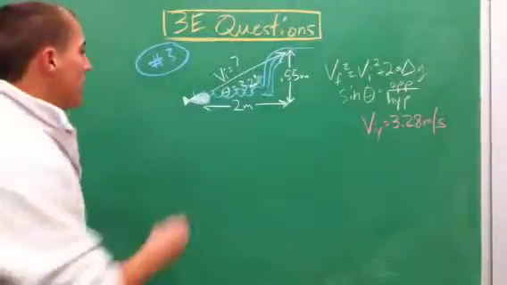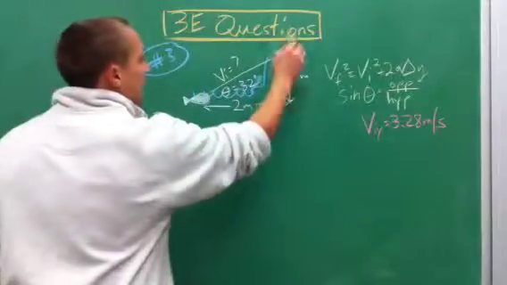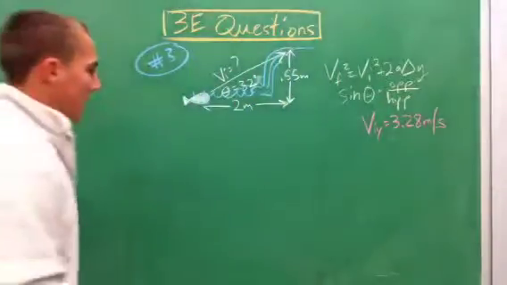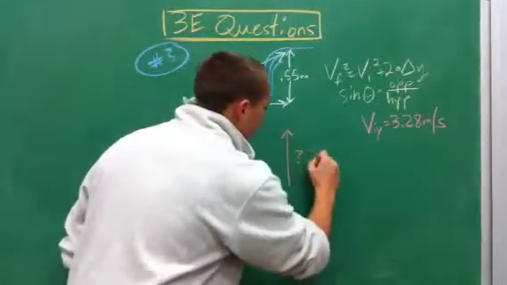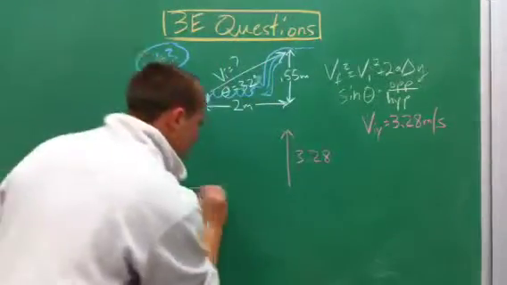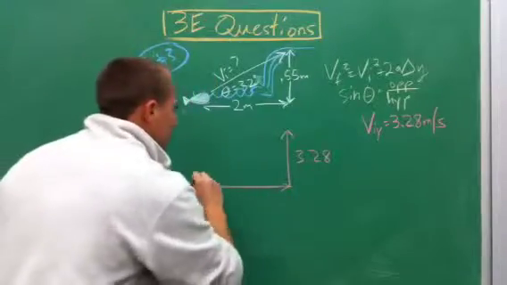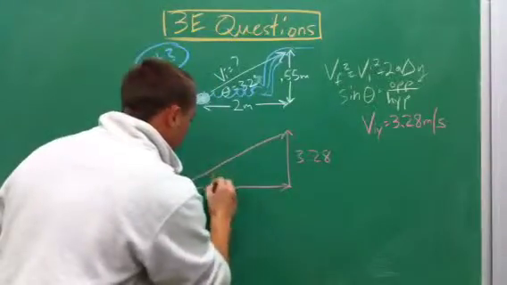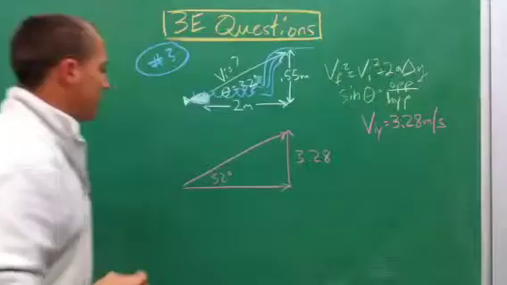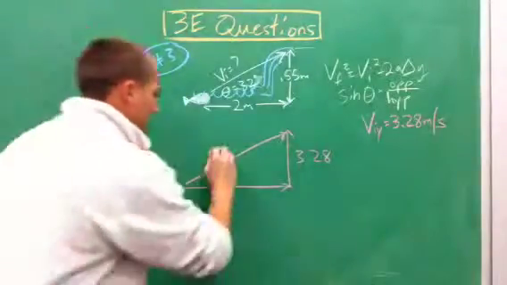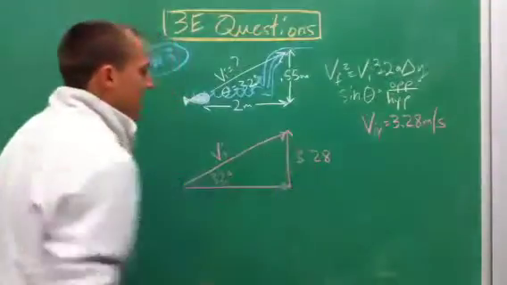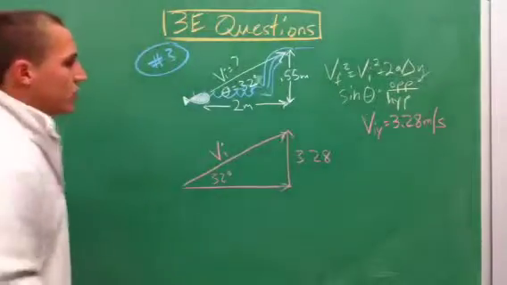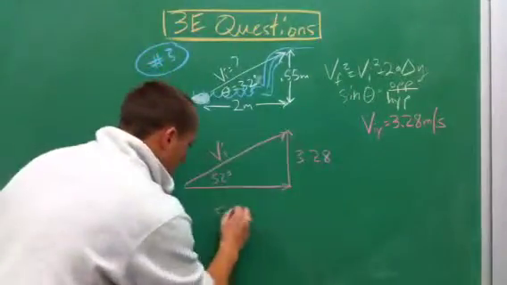All right, so we know in order for this fish to make it to the top of this waterfall, he needs to have a y velocity of 3.28 meters per second. We know that he's leaving at an angle of 32 degrees. So now we just need to use some trigonometry to solve for what the initial velocity out of the water needs to be. We have the opposite side. We're looking for the hypotenuse. So we'll use the sine equation.